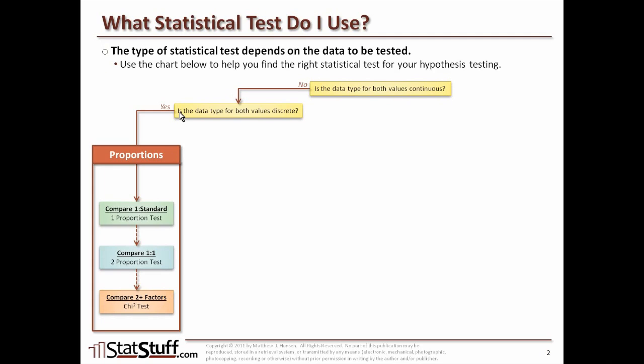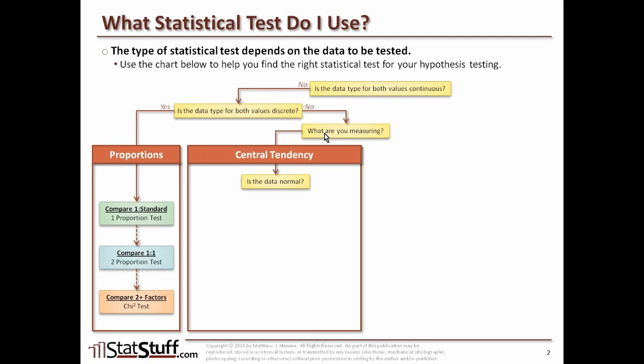Now in this case, if we had answered here that the data type for both of these values are not both discrete, and we'd already previously answered that they're not both continuous, then that tells us one of them is continuous and the other one's discrete. In that case, we're going to go down this path. The next thing we need to ask ourselves is: what is it that we're measuring? Are we measuring for central tendency, or are we measuring for spread? Let's assume in this case we're going down the path of central tendency. We're looking at the means or averages, that is the medians or things like that, to look at the central tendency for the distribution between different groups that we're comparing.